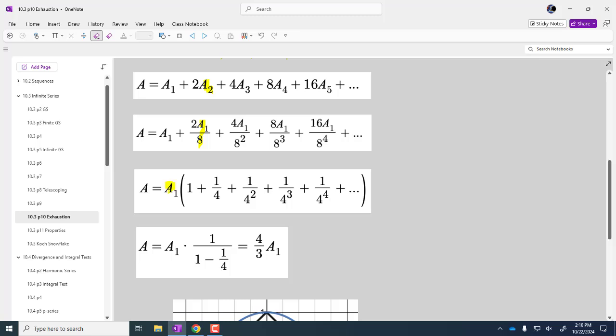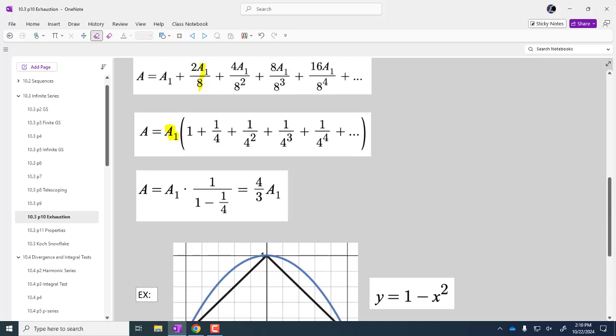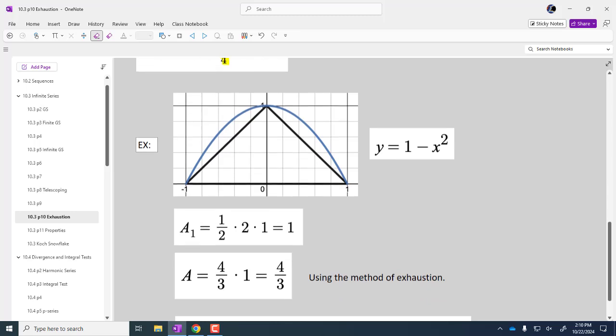We factor out the A sub 1. There's our geometric series. And this geometric series, we see that we've got the r value of 1/4, and the first term of 1. So it's just a 1 multiplied out here. A sub 1 is out in front, factored out, and then we use our formula, A divided by 1 minus r. There's A, actually, right there. A divided by 1 minus r. So this gives us the area of a parabolic region that did not involve calculus.